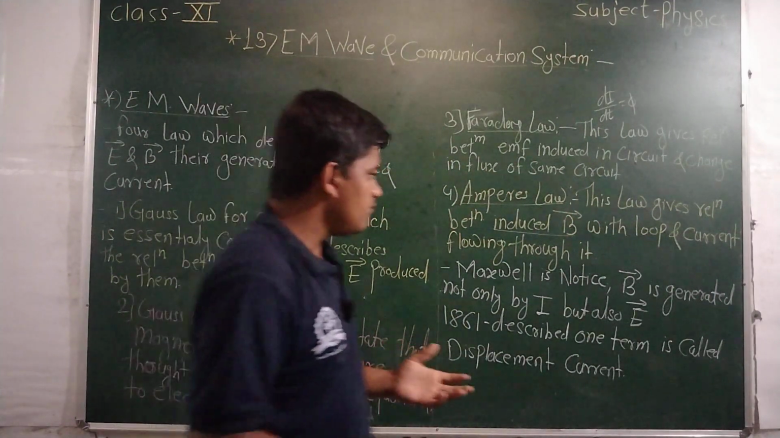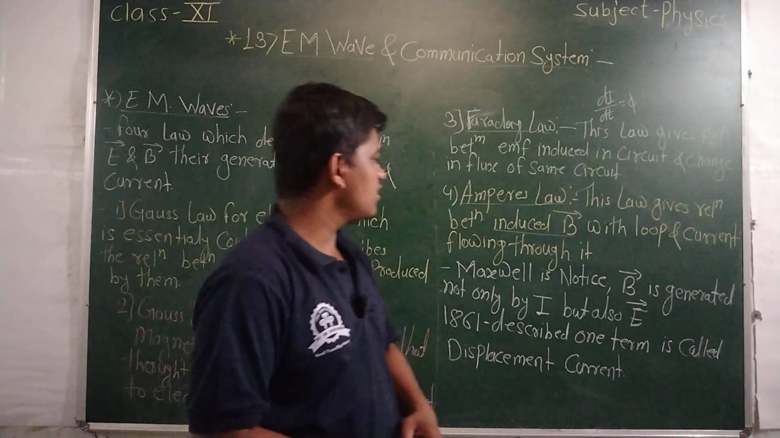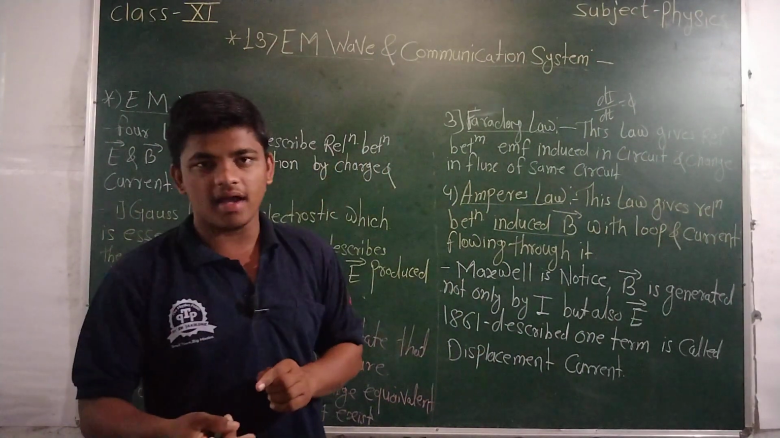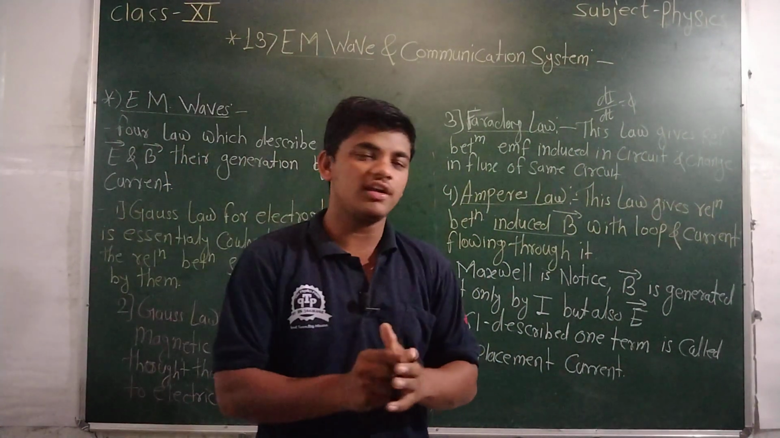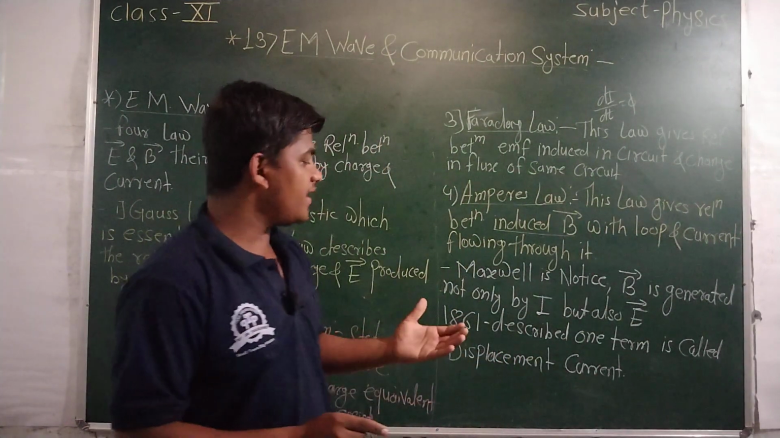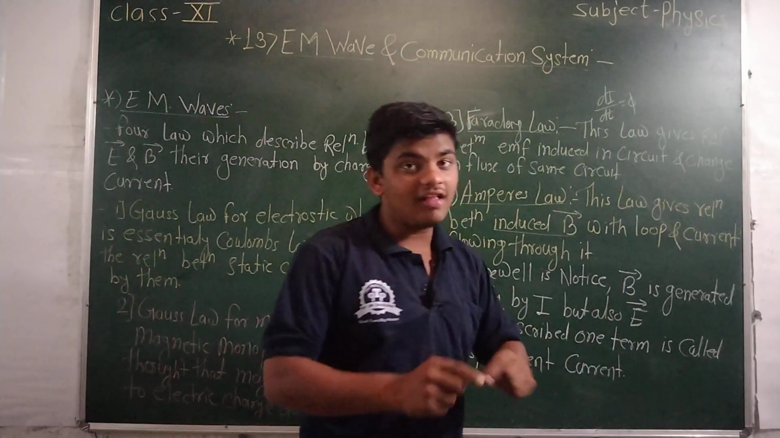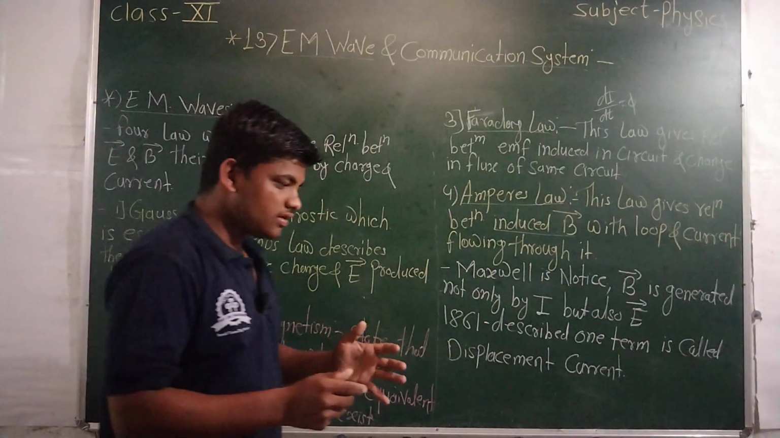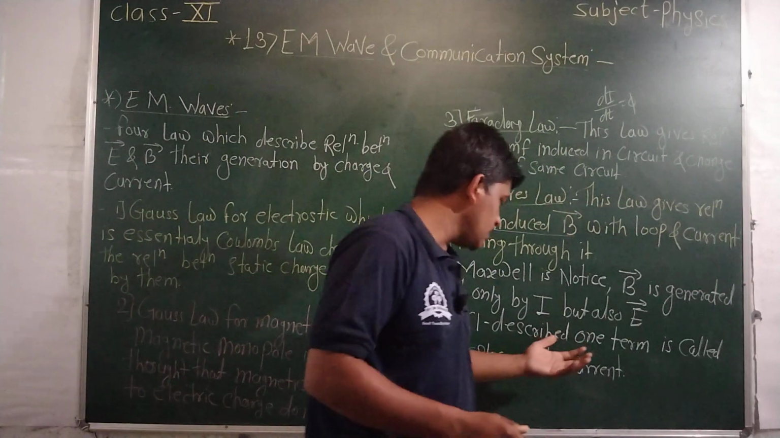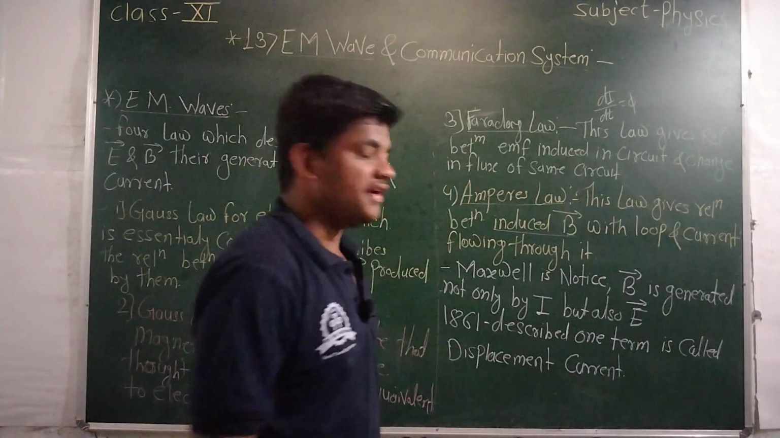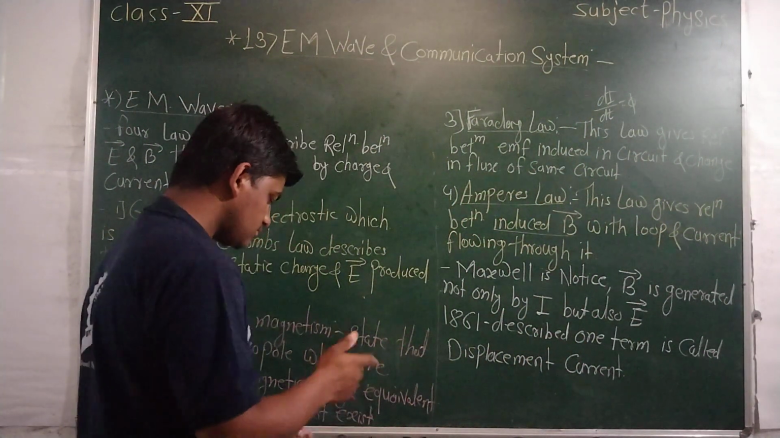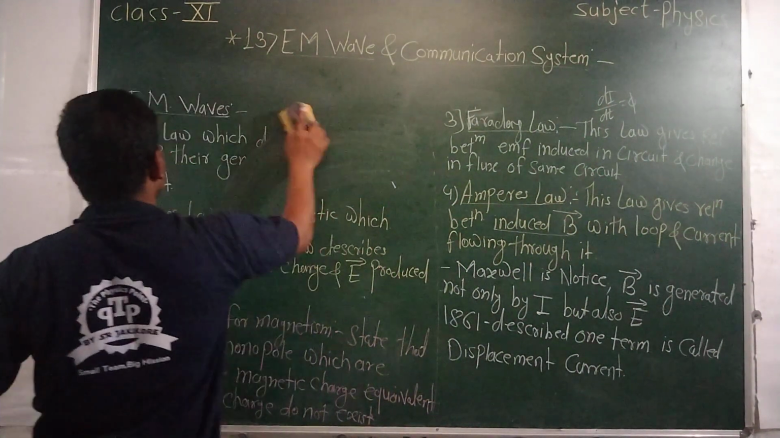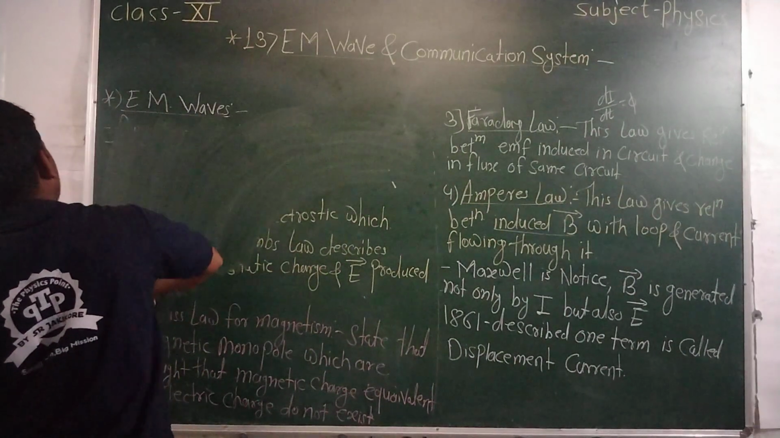field. But Maxwell noticed some mistakes in Ampere's law, and he said that the production or generation of the magnetic field does not depend only on the electric current. It also depends on the electric field, and this term was described in 1861 and is called displacement current. Let's describe what other scientists say about electromagnetic waves.